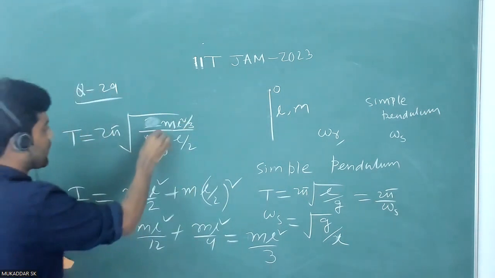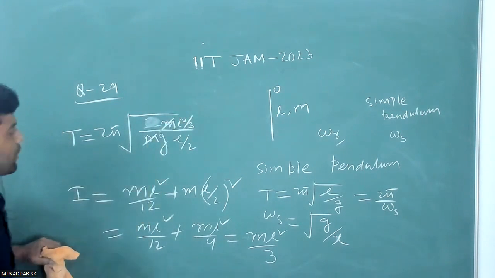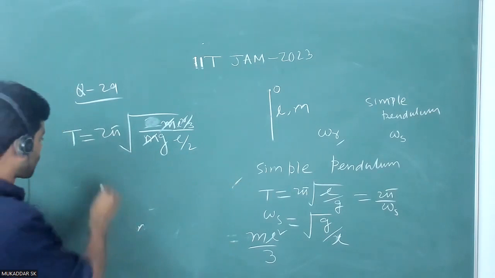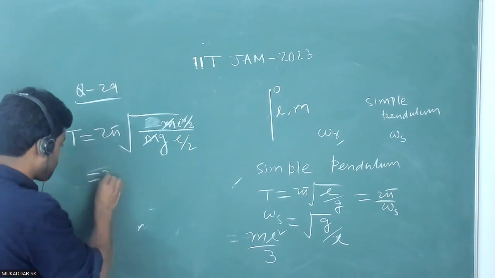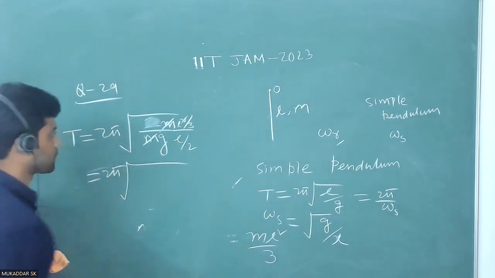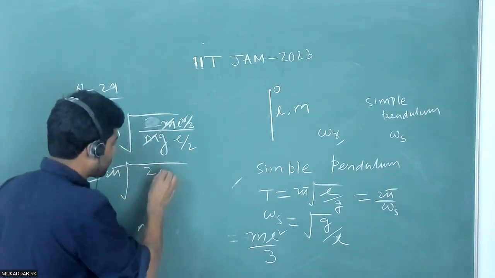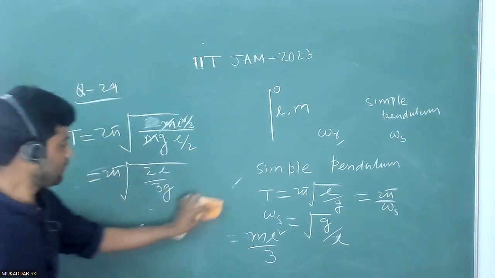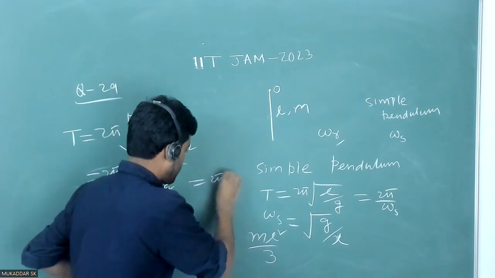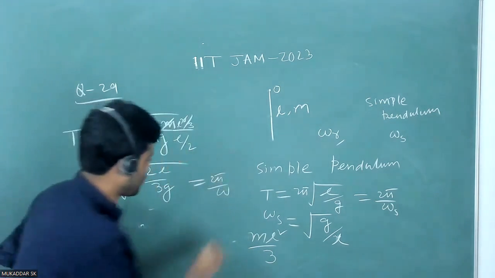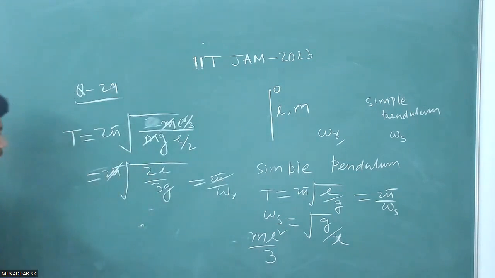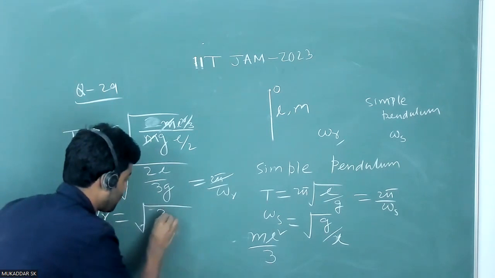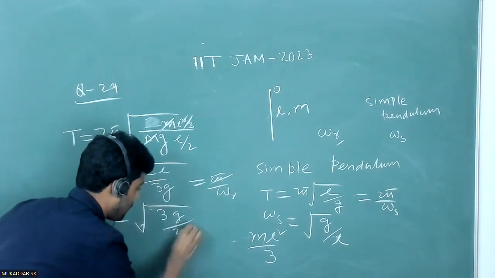This m will be cancelled, and one L will be cancelled, and it will become 2 pi square root of twice L by 3g, with the 2 going in the numerator, and that will be nothing but 2 pi by omega r. This 2 pi will be cancelled, and we will get omega r, and that will be root 3g by twice L.